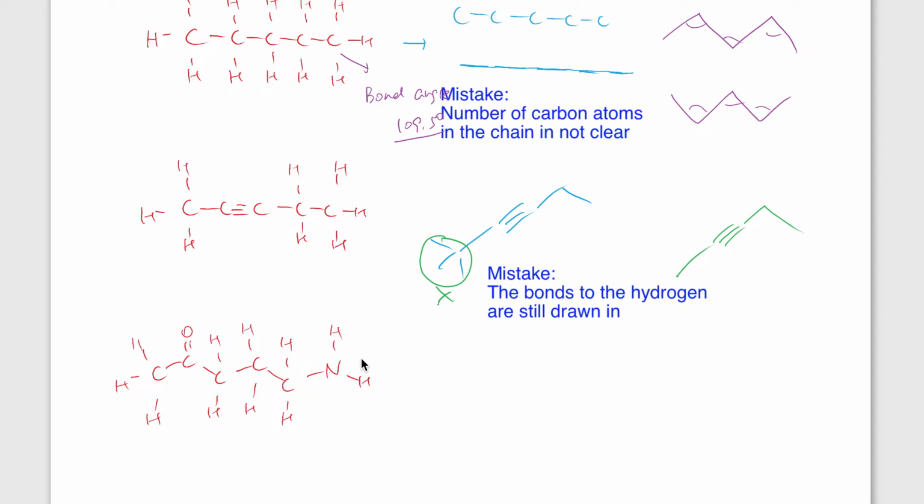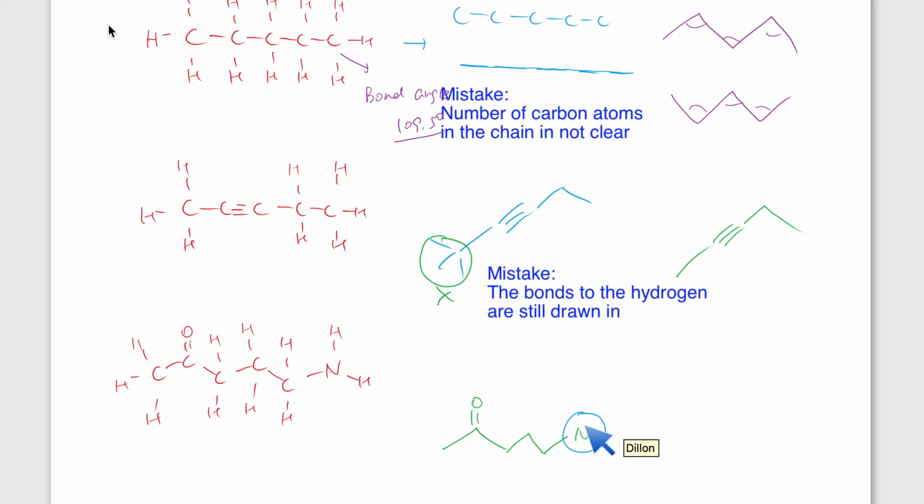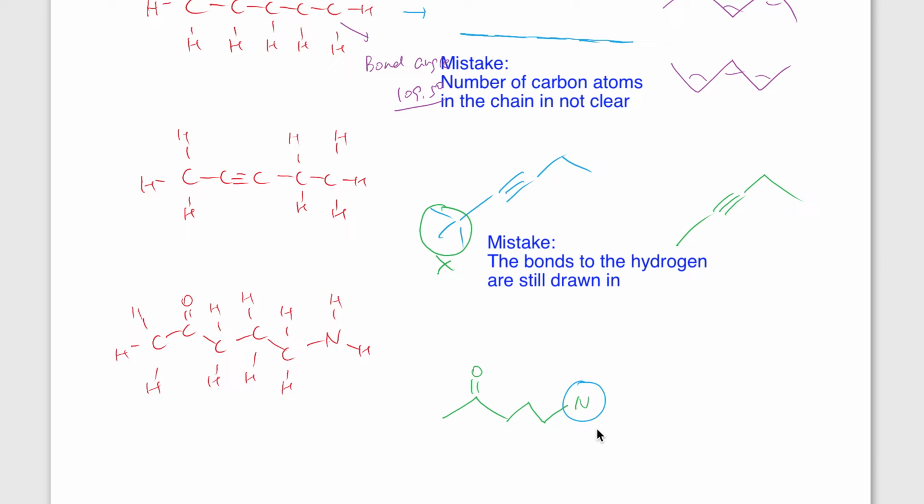And then the last one, you might say, just get rid of all the hydrogens and forget about this nitrogen, and then draw it too quickly, and you get something like this. So the mistake is with this nitrogen here. Because nitrogen is not a carbon, you must make sure all the hydrogens attached to it are clearly drawn.